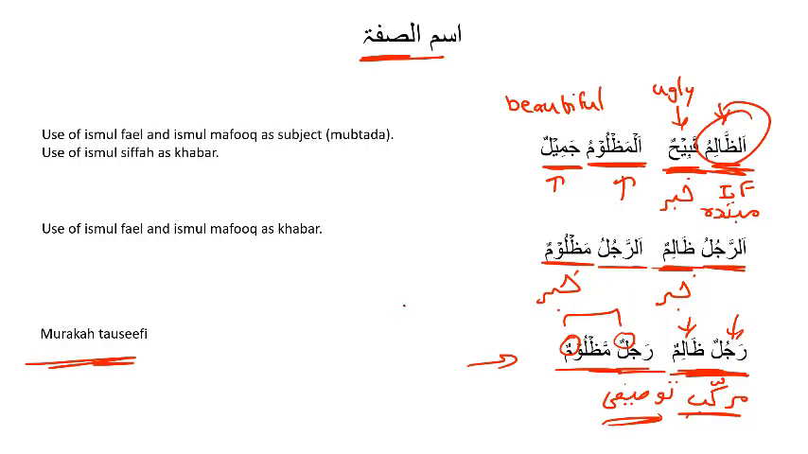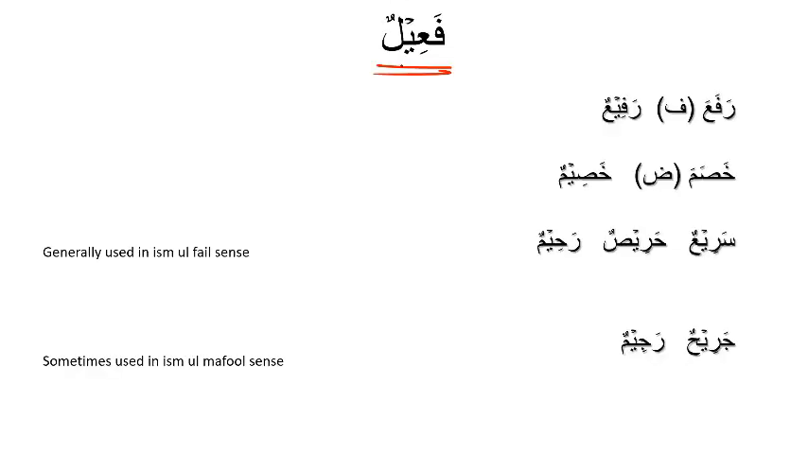Okay, so we are just covering different types of ism, and we are connecting this with material we studied at the start of the course. Now something very interesting. I mentioned that one of the patterns is fa'ilun. So for example, rafa'a means to raise. Rafi'un is one who raises. Khasama means to argue. So Khasimun means one who argues. Sari'un is one who is very quick.